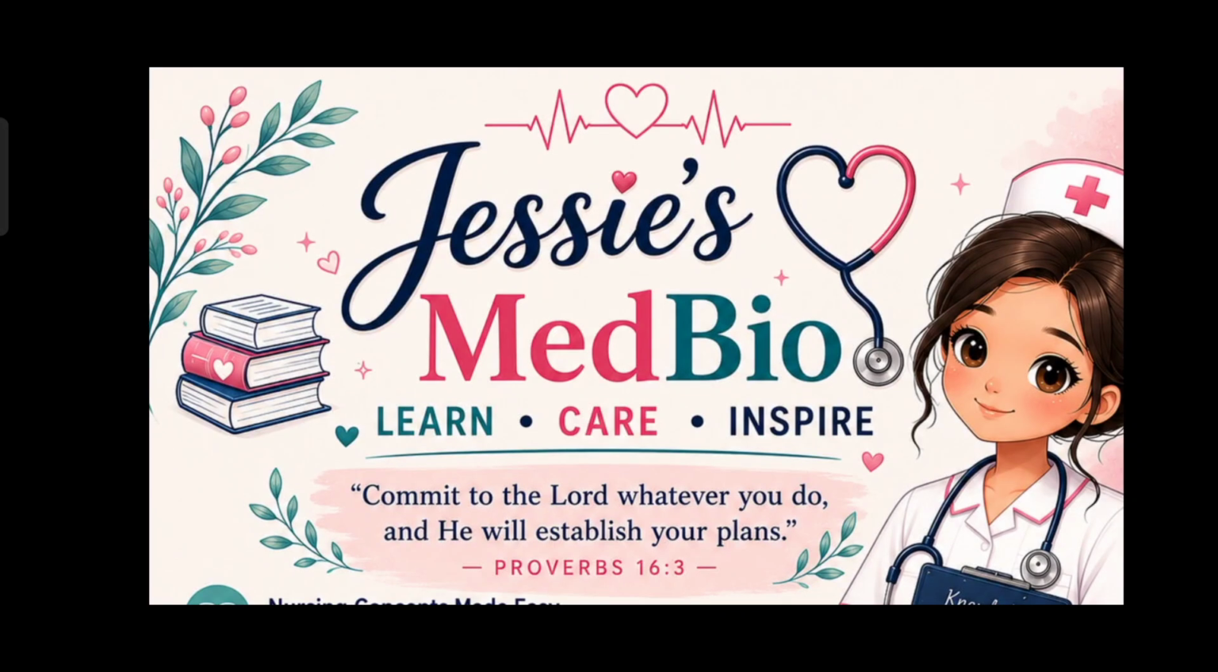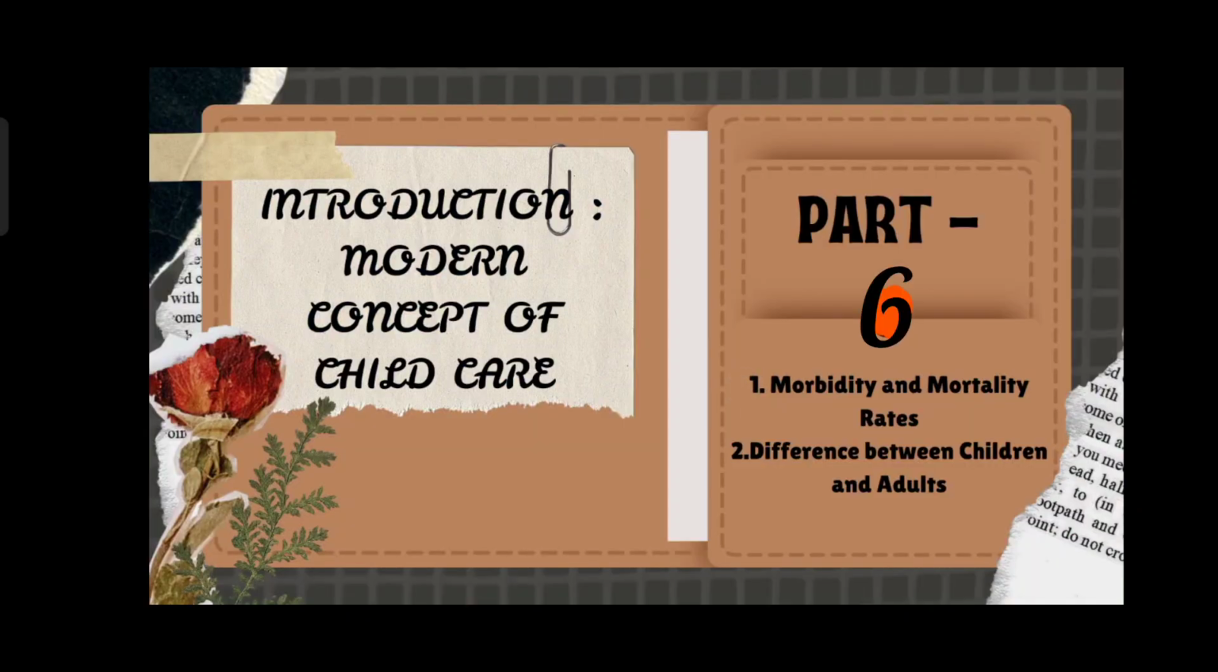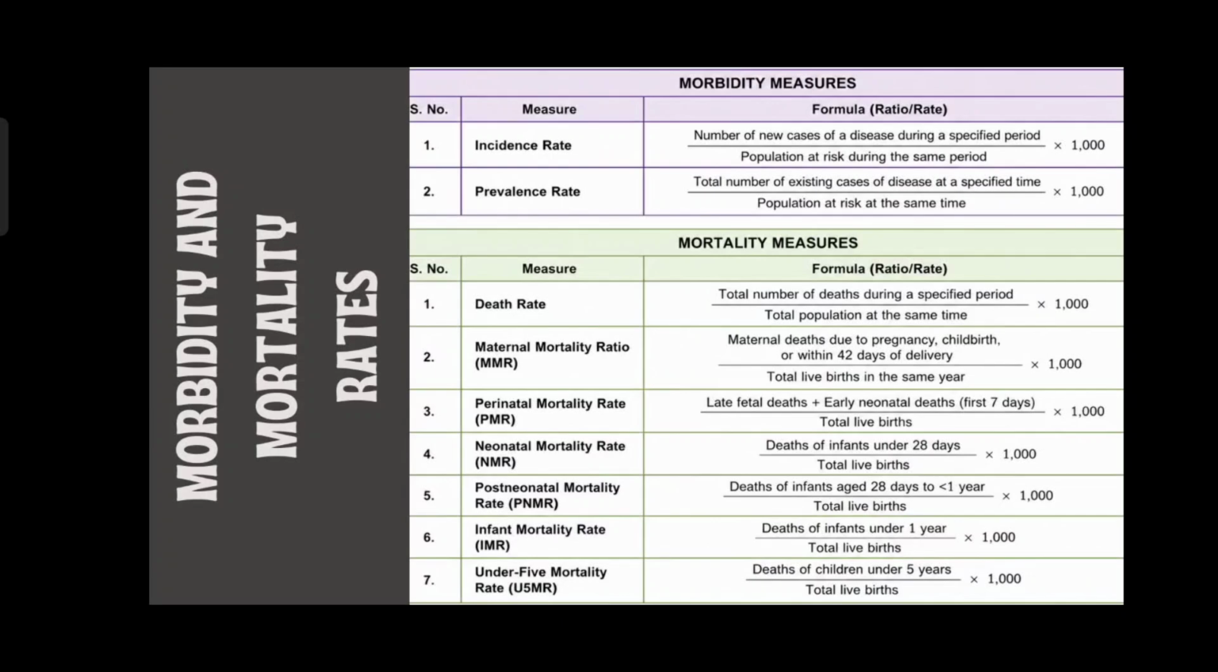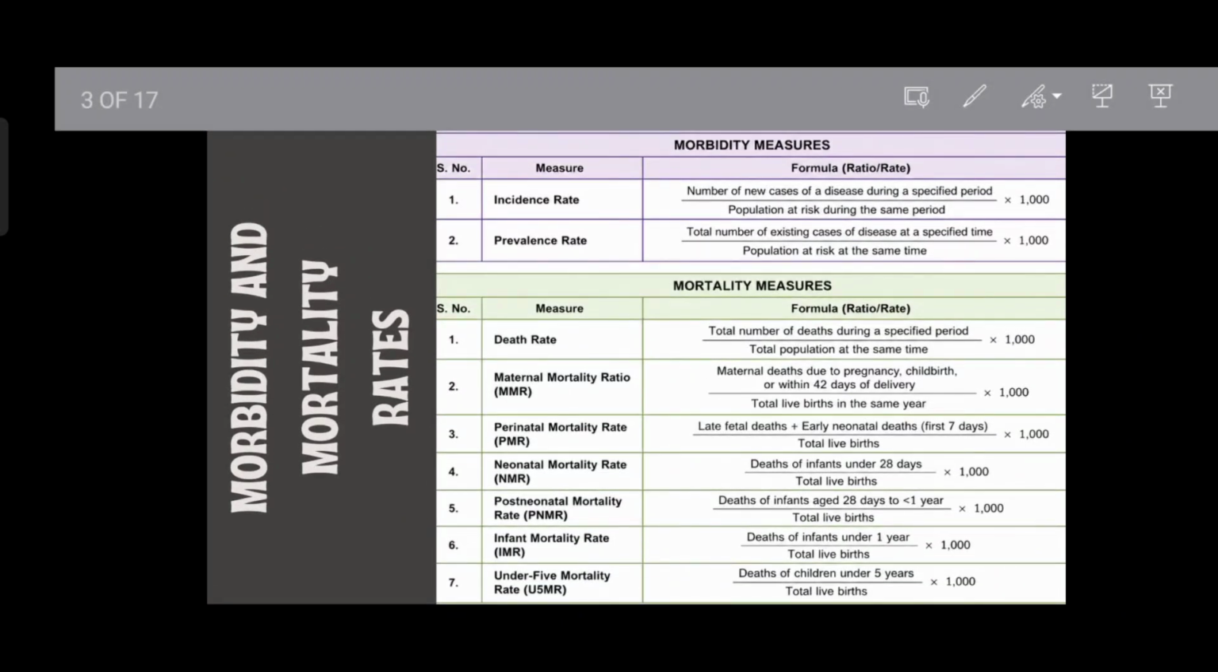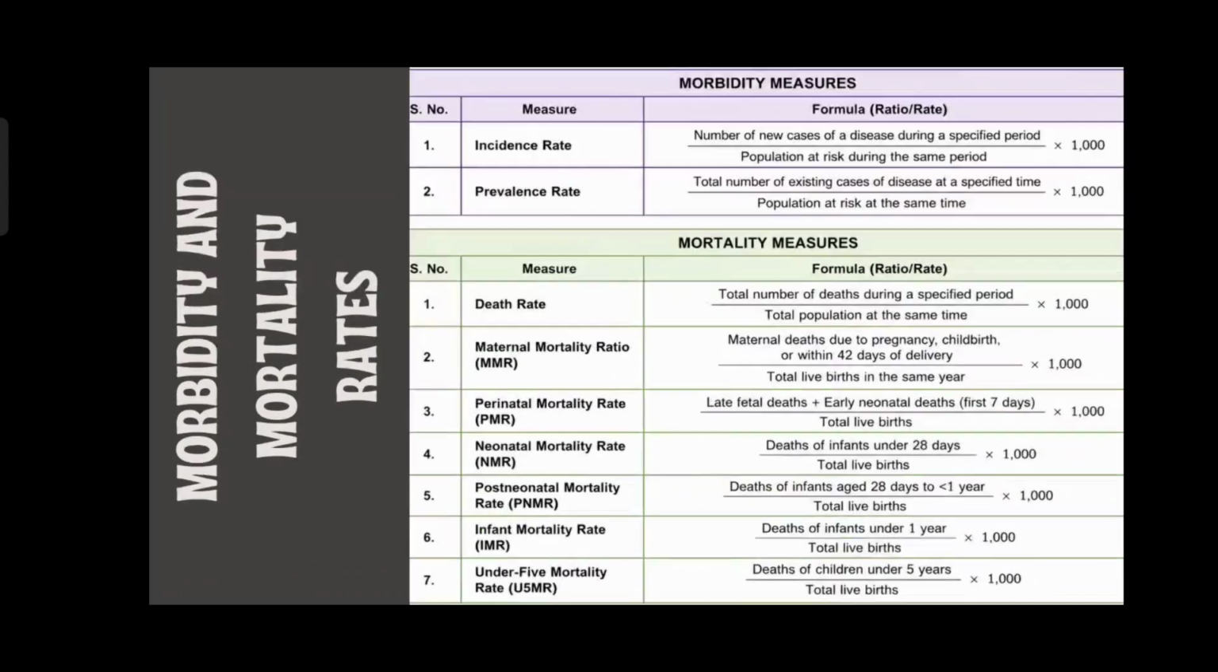In today's section, we are going to discuss two topics. First one is morbidity and mortality rates. Second one is difference between children and adults. So, firstly, we are going to explain about the morbidity and mortality rates.